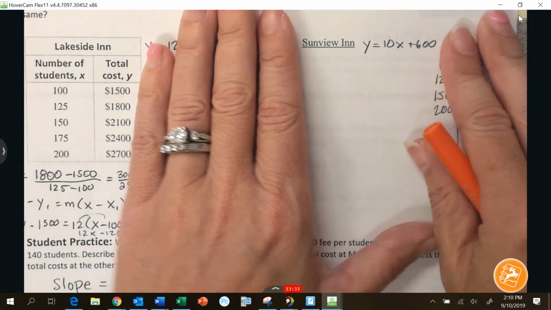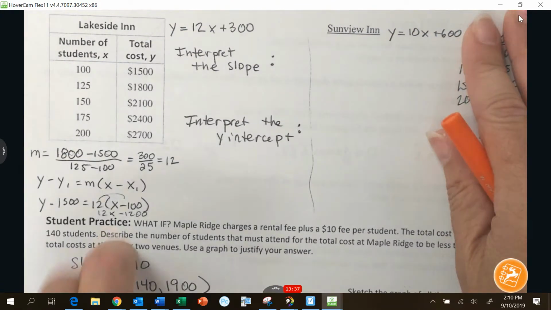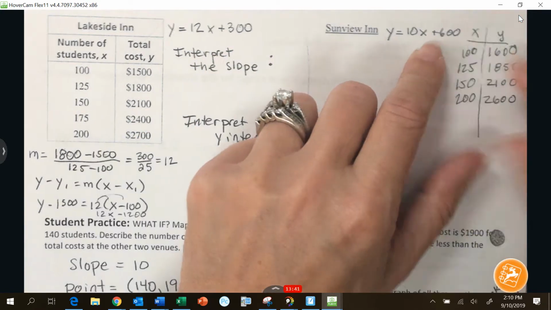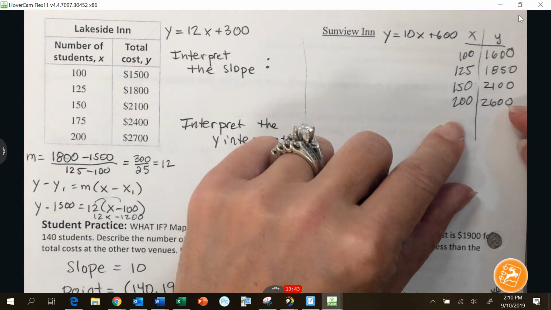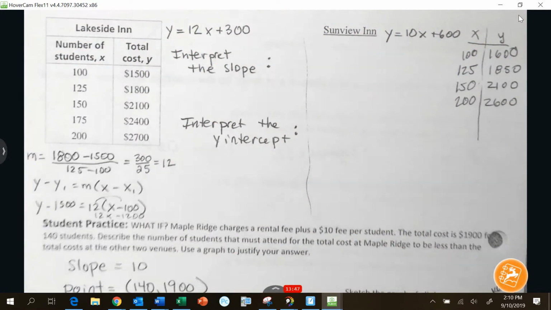So what you do is you take this information and you find the equation, which I already did for you. And the equation is y equals 12x plus 300. And we also find a breakdown of numbers. So that's what I did for both of them. I already did that part. We're going to interpret the slope and interpret the y-intercept for each of these.